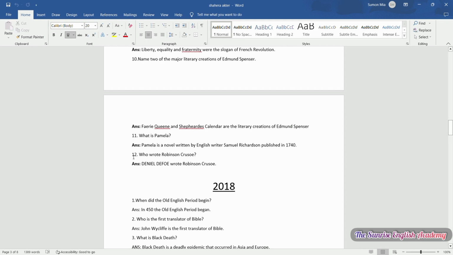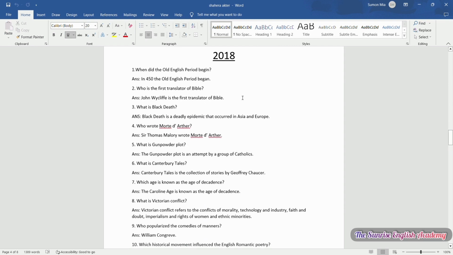12. Who wrote Robinson Crusoe? Answer. Daniel Defoe wrote Robinson Crusoe. 2018 সালের 1. When did the Old English period begin? In 450 the Old English period began.